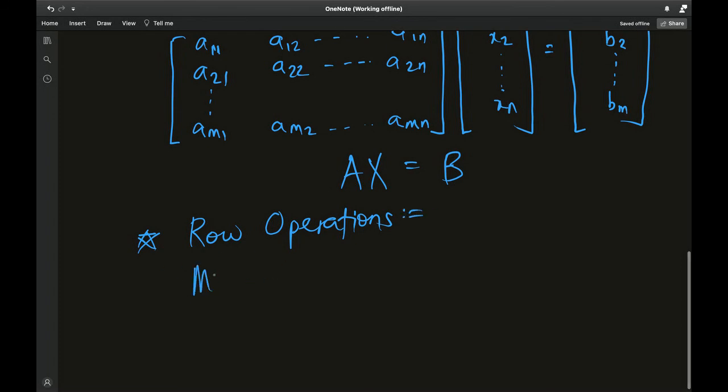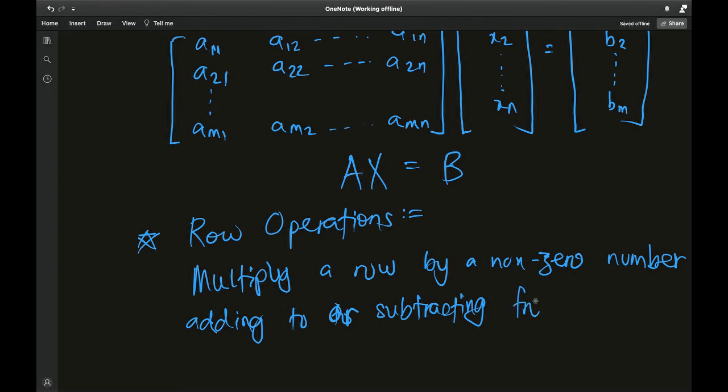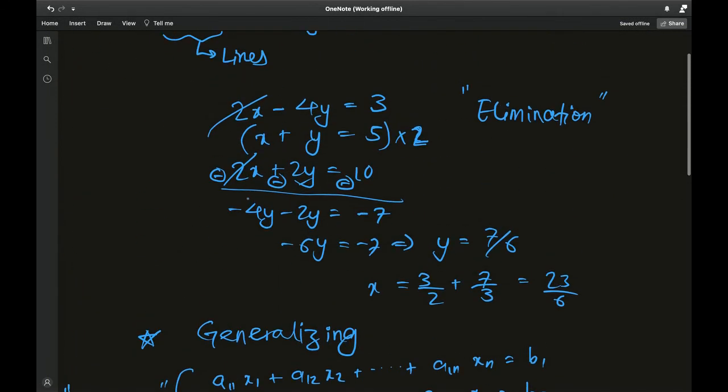Is basically multiplying a row by a non-zero number and adding to or subtracting from a fresh row, which is basically unchanged, because we didn't multiply the first equation, we just multiplied the second equation and then subtracted that from the first equation.